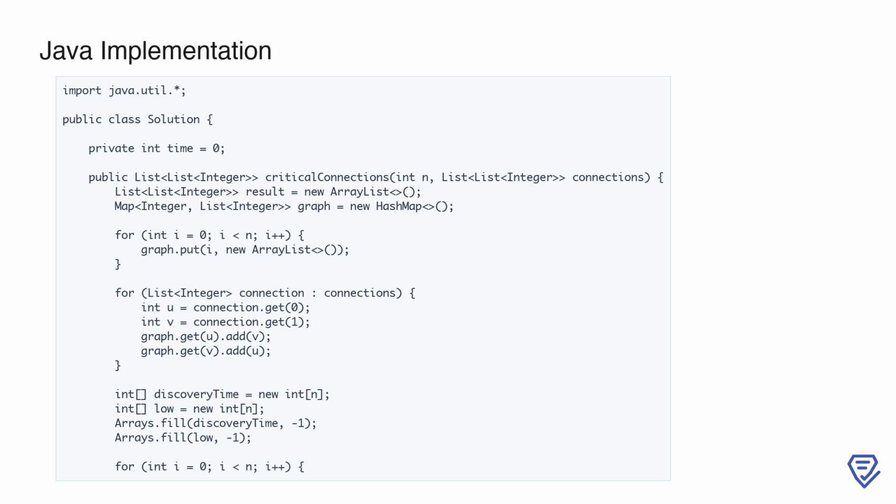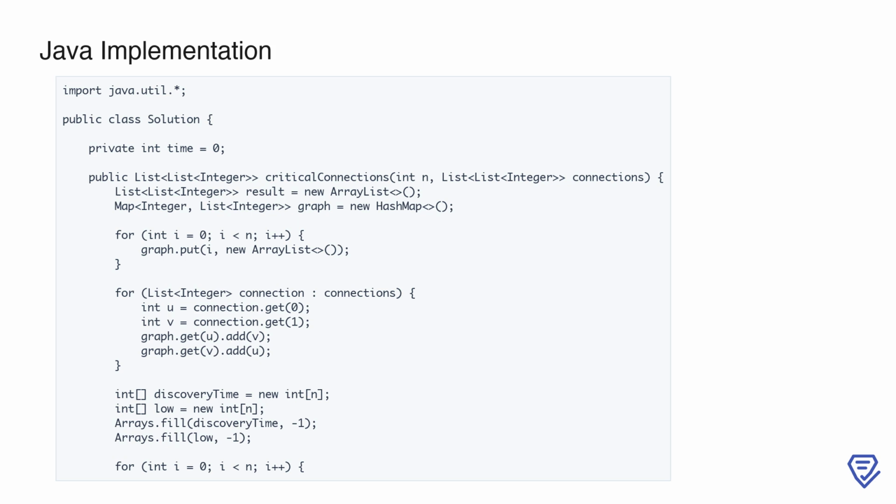We create a result list to store the critical connections and use a hash map called graph to build the adjacency list representation of the network. We initialize the graph by adding an empty list for each node, and then we populate the adjacency list by iterating through the connections. For each edge, we add the neighboring nodes to each other's adjacency lists.